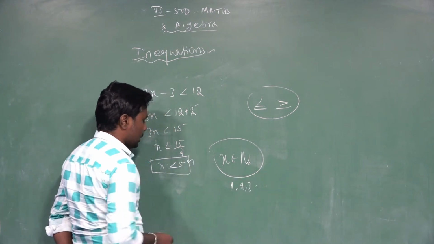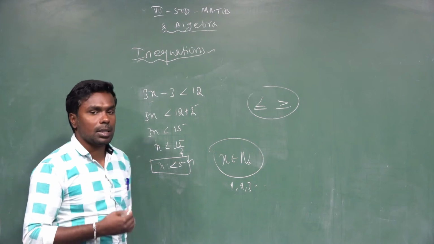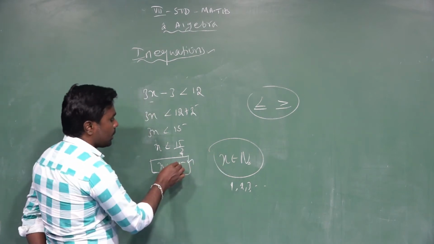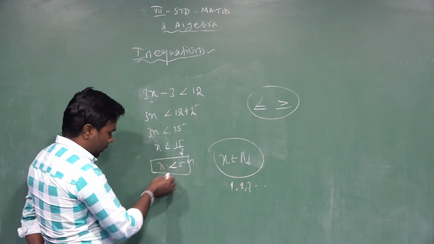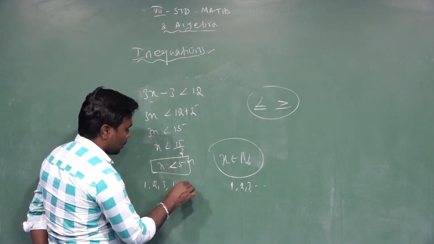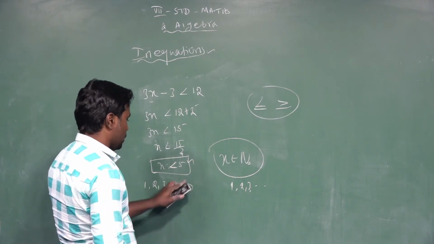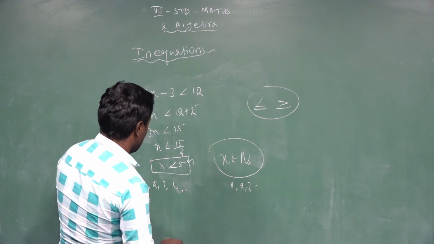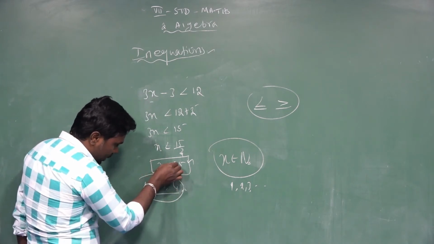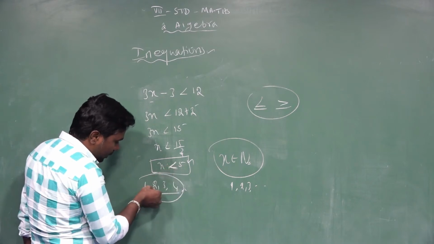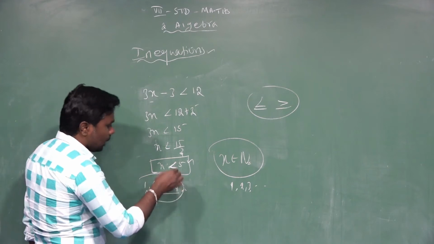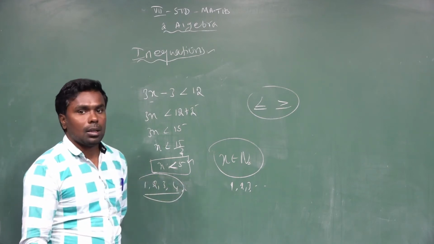Here, see the condition. x is less than 5, and at the same time it is a natural number. So 1, 2, 3, 4, 5. So 5 is not included, no need. So x is less than 5 and at the same time a natural number. We have the solutions 1, 2, 3 and 4.